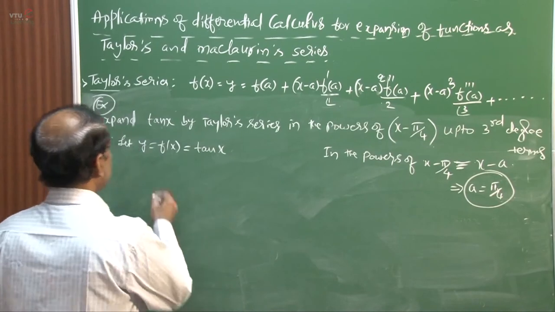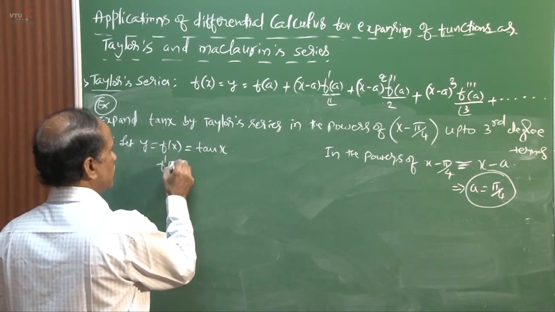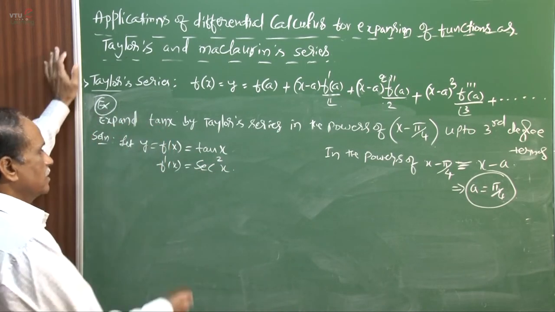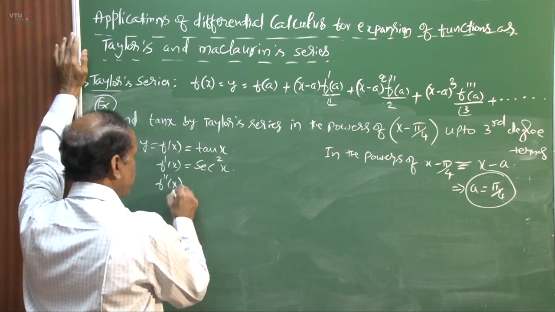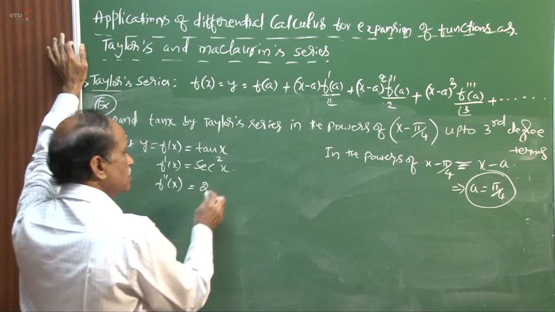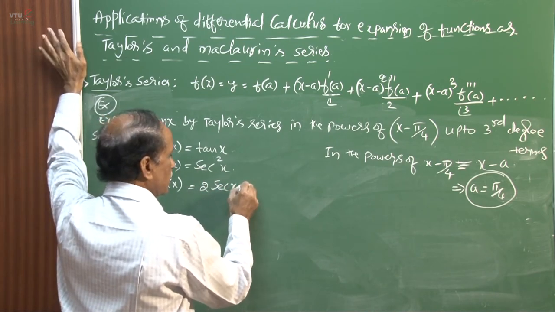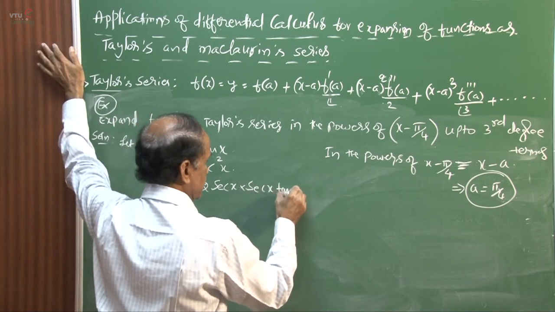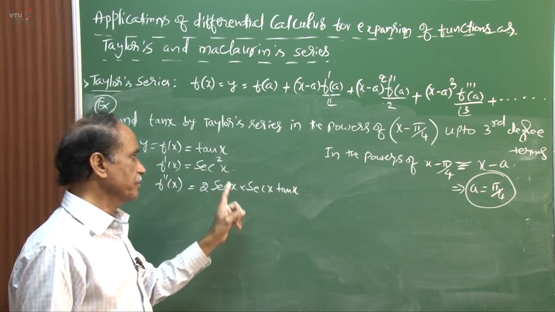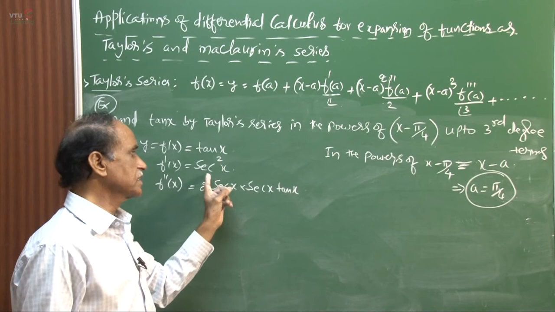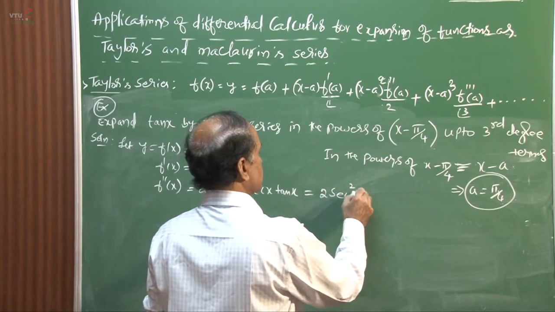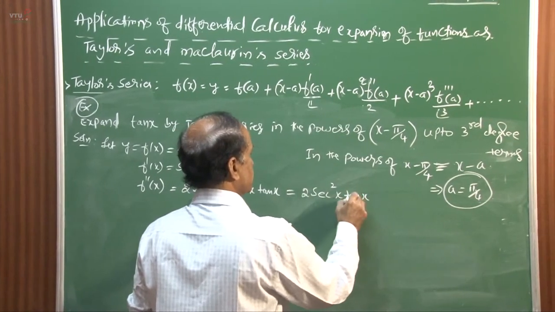Then the first order derivative, that is f dash of x, is nothing but secant square x. Then f double dash of x, we need up to the third order derivative. What is the differentiation of secant square x? 2 times secant x into tan x. By the list of differentials, you will be able to write secant square x as 2 times secant x, whose differentiation is secant into tan. Then this leads to 2 times secant square x into tan x.